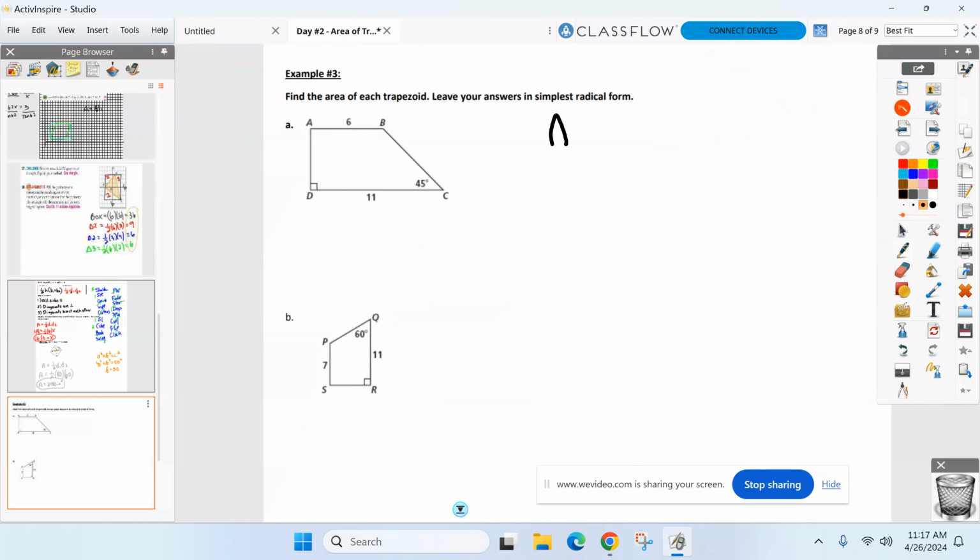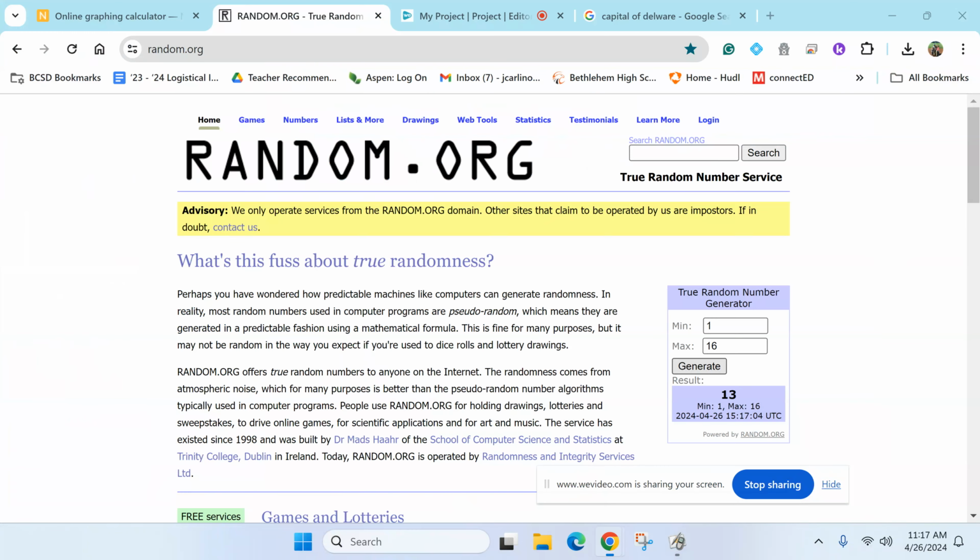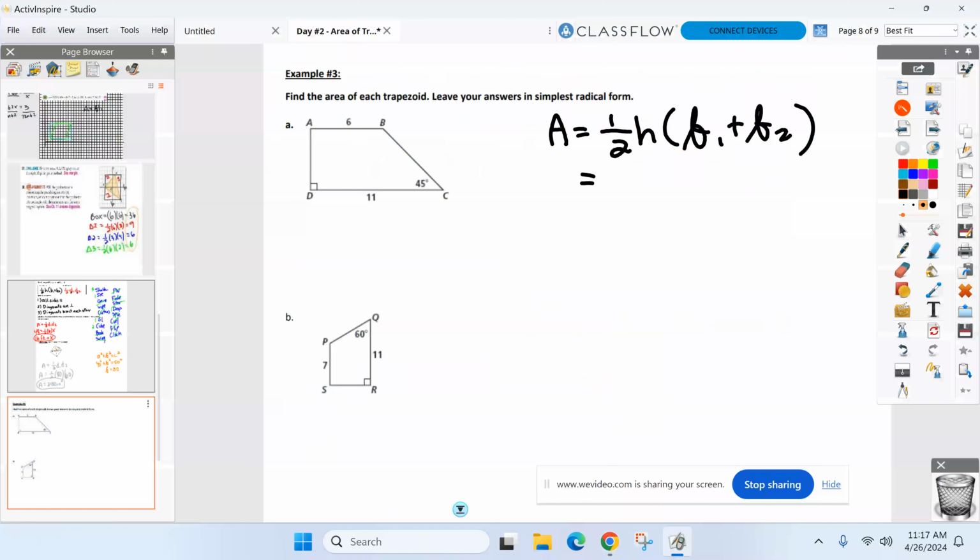So let's remember that formula: 1/2 the height, B1 plus B2. I'll start with this. What's already given that I can plug in, and where are you plugging it into? All right, what's already given on the diagram that I can plug into somewhere? 15, Gabby. 2 bases, good. Make sure we are adding them together.